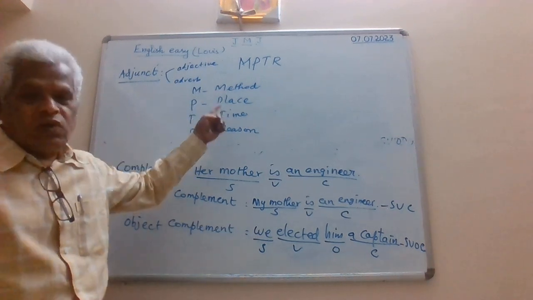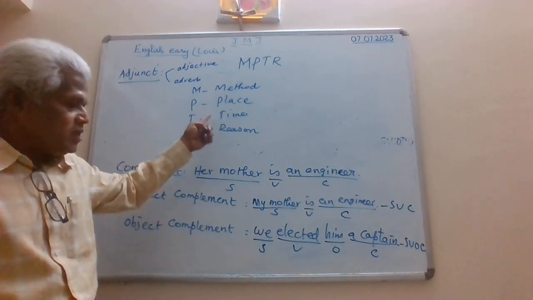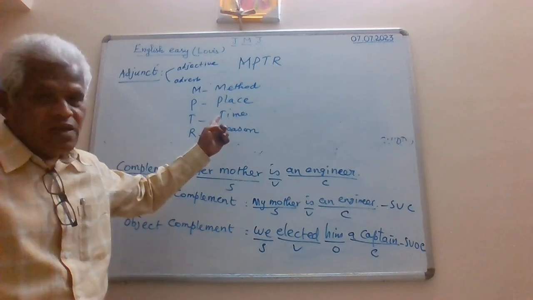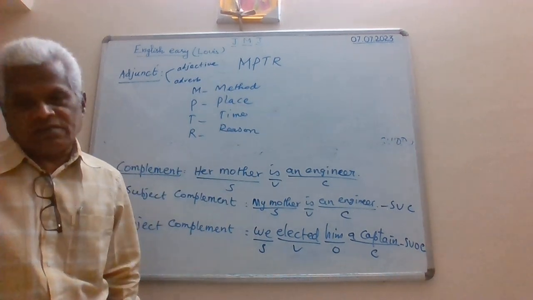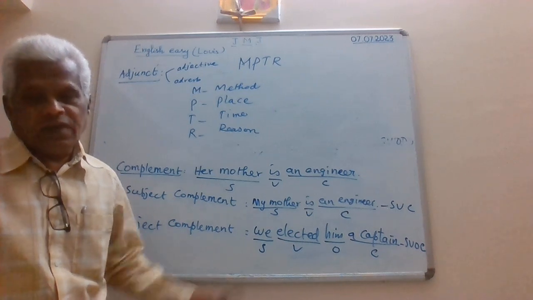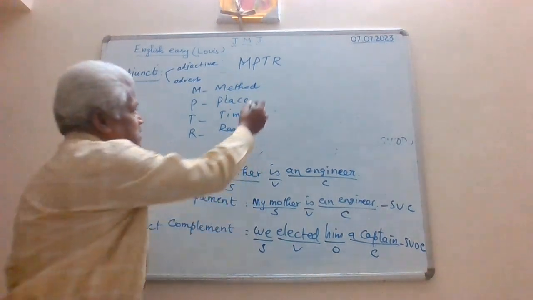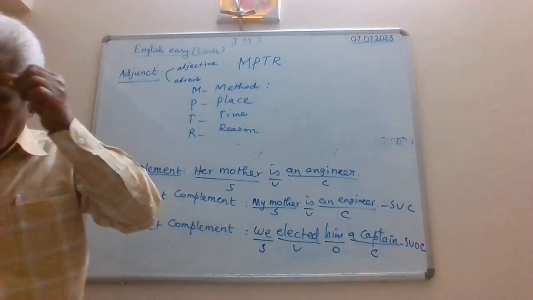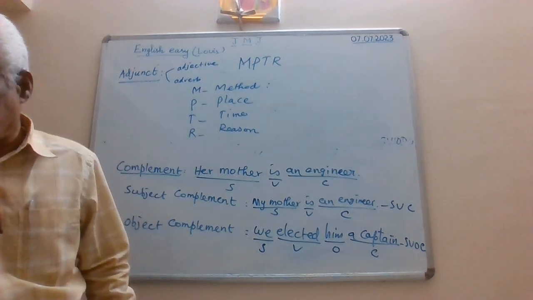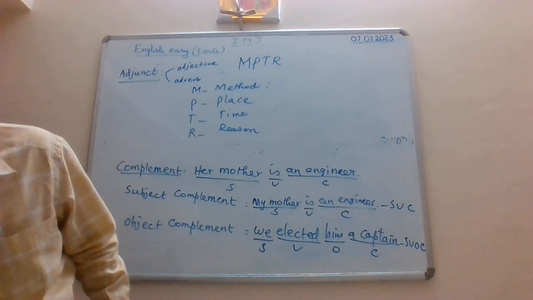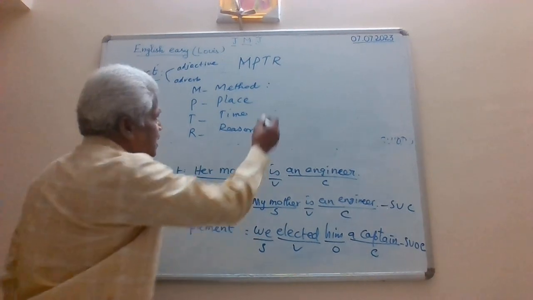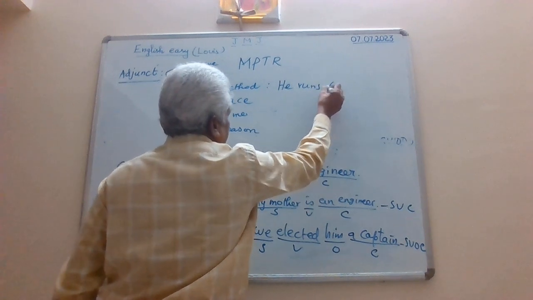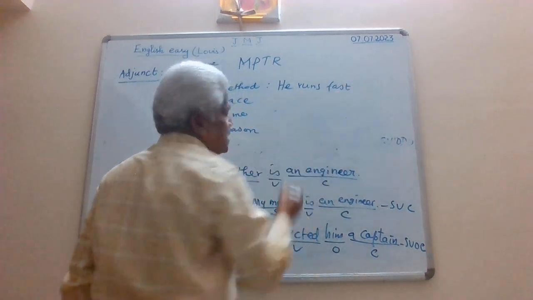Now when you have a word referring to any one of these information, we will call that an adjunct. So we can write an example for each of these to understand better what is an adjunct. See now, he runs fast.